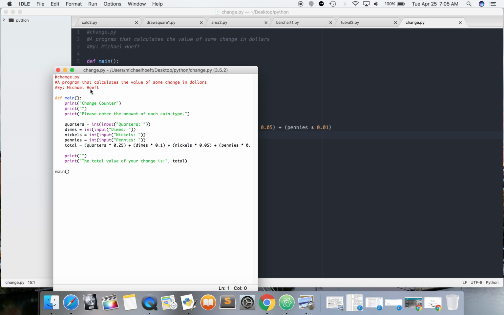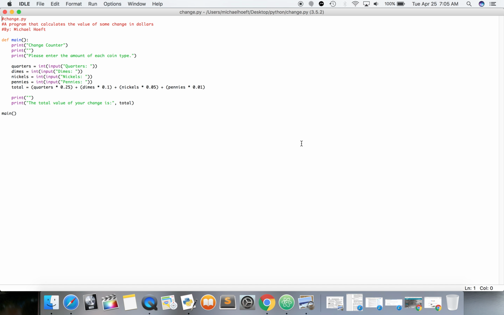It's in the Python folder. Okay, let's check it out. Print change counter, blank line. Each coin type, they're all ints. All right, I think it looks pretty good. Parentheses, parentheses. Spacing is good. I think we're okay.